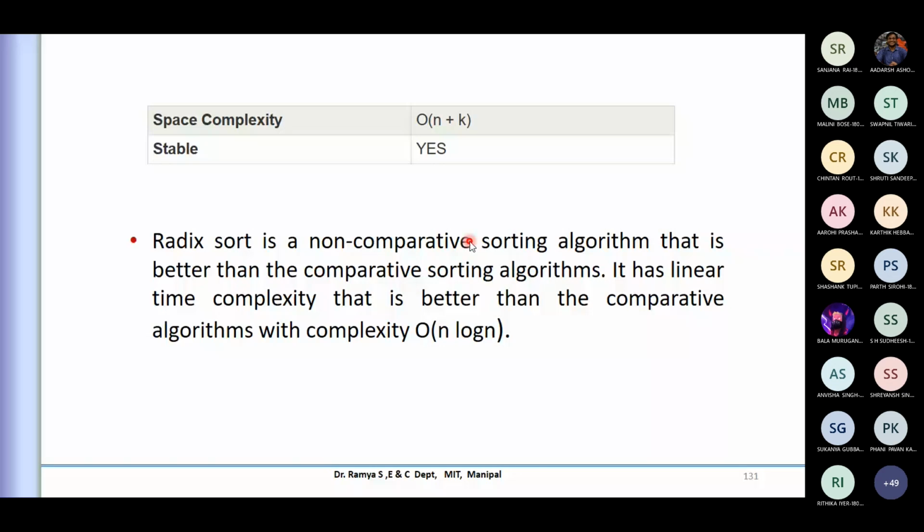So radix sort is a non-comparative sorting algorithm. What do you mean by non-comparative? Previously, each element was compared with the values and then assigned, say in insertion sort. We'll be comparing the whole data set, the data values. But in this case, we sort them based on the radix position. In that way it is non-comparative, which is better than the other comparative methods of sorting. So it has a linear time complexity.